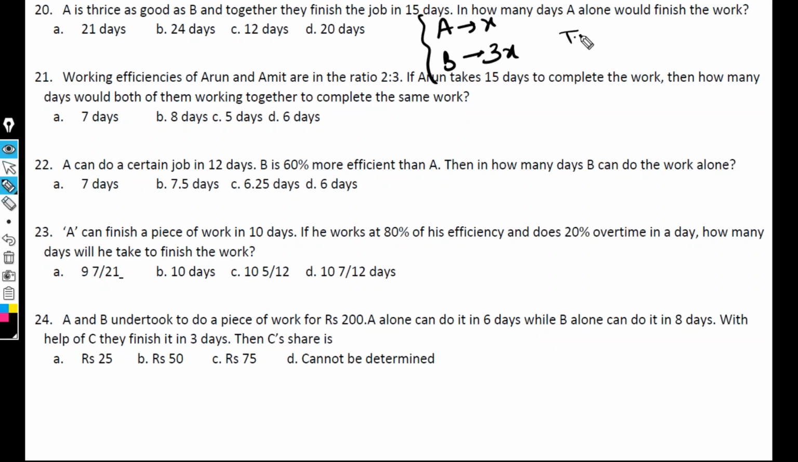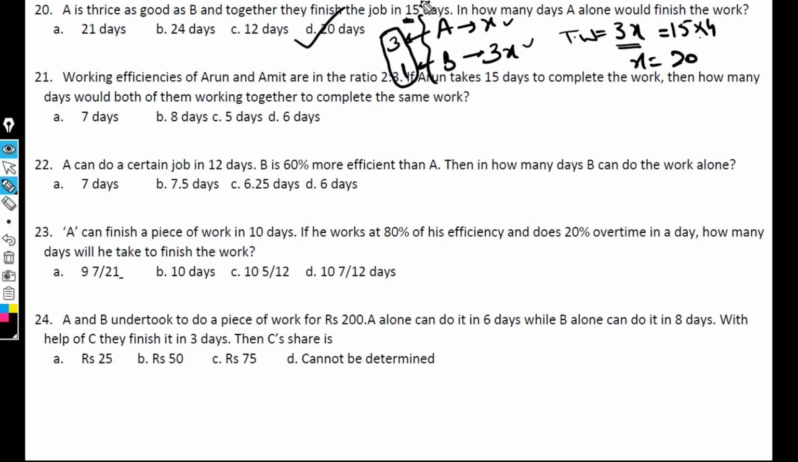So in this case, total work, if you assume it comes out to be LCM of these two, which is 3x. Now we know A will complete 3x work in x days. So in one day he is doing 3 units. B will be doing 1 unit. So when they are working together, they finish the job in 15 days. So guys, can I say that in one day they have done a total of 4 units? So in 15 days they must have done a total of 15 into 4 units of work, which is equivalent to 3x. So x comes out to be 60 by 3, which is 20. So right answer is D.